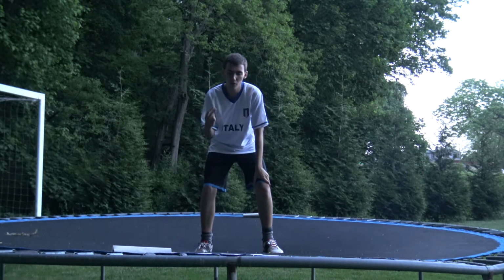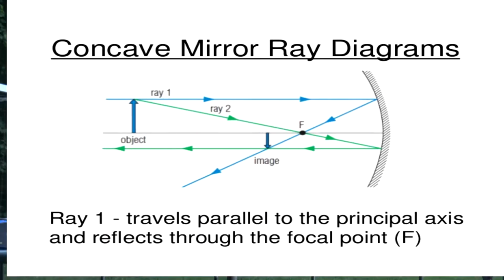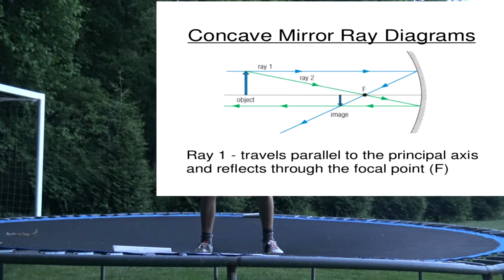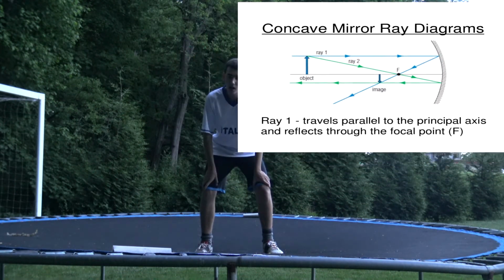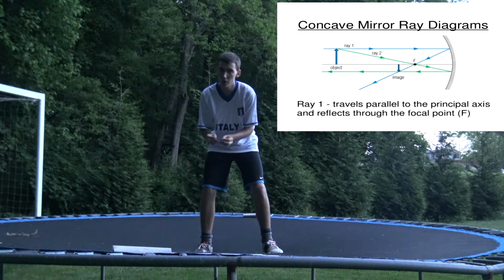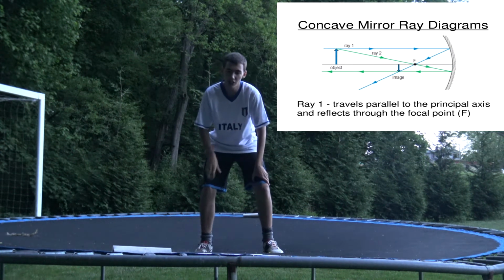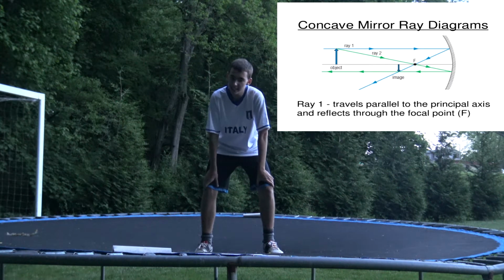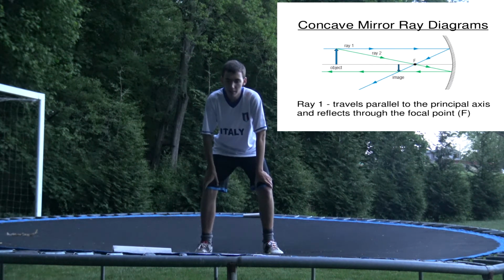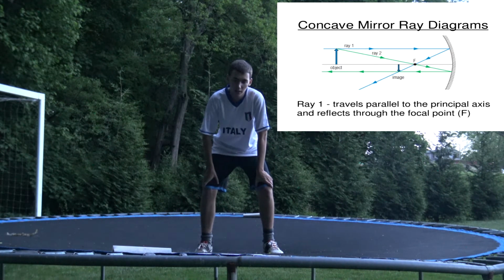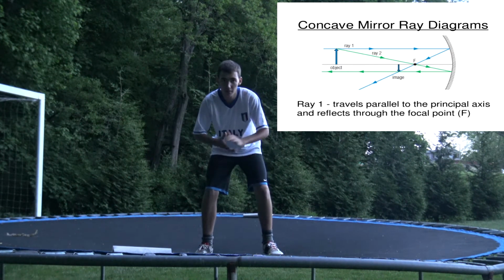Concave mirrors follow two rules of reflection. One being that an incident ray traveling parallel to the principal axis on the way to the mirror will pass through the focal point upon reflection. The other rule states that an incident ray passing through the focal point on the way to the mirror will travel parallel to the principal axis upon reflection.